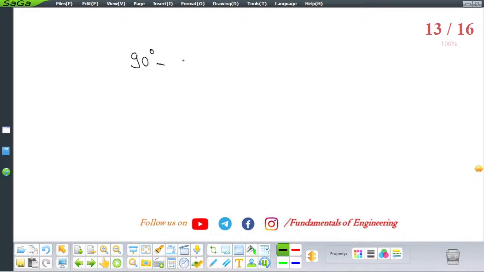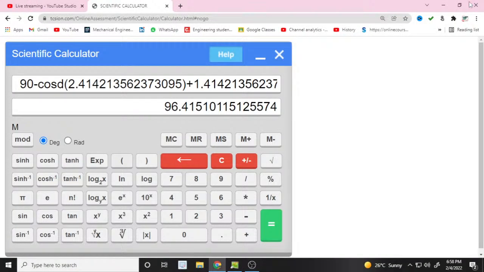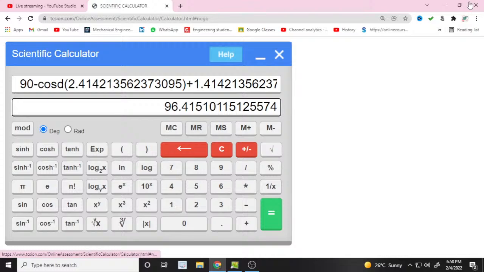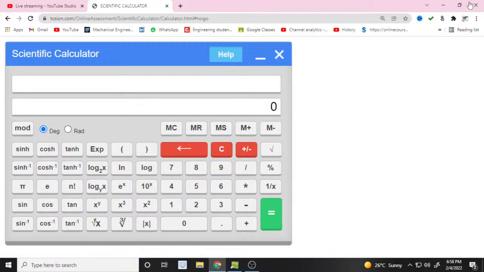question, 90 degree minus cos of 1 plus root 2 plus root 2 plus 6. By using M plus and M minus, we are going to find out whether we get the same answer or not. So how to use that? First of all, we have to clear the memory, because whatever is stored in the memory we can't use again. If you clear the memory, the screen will remain the same, so we have to clear the screen. Now we have cleared the screen.